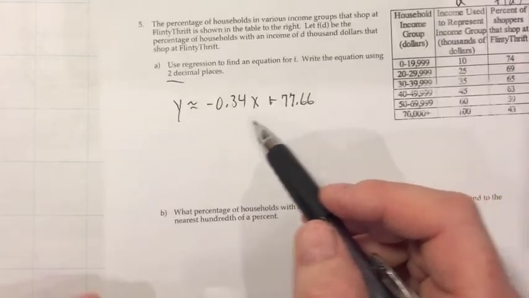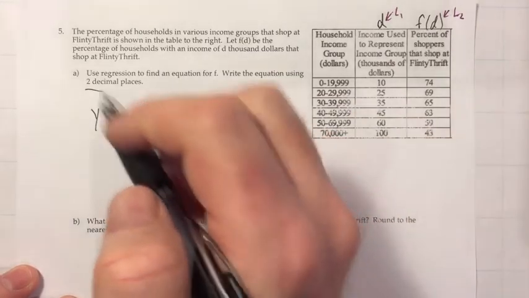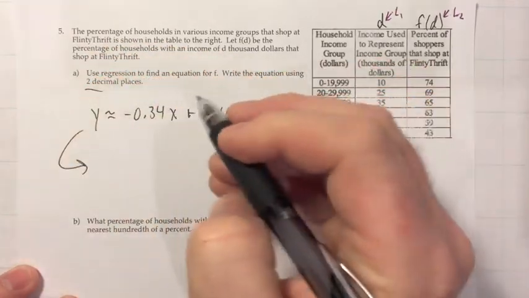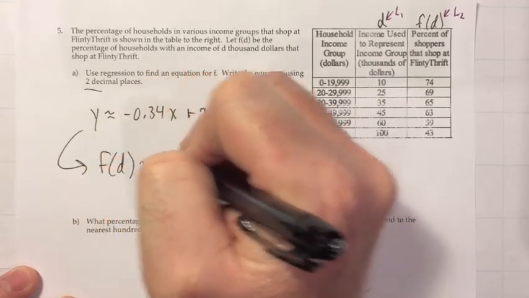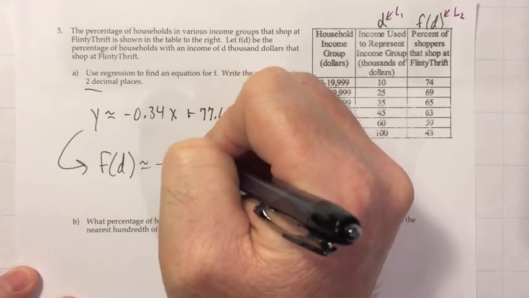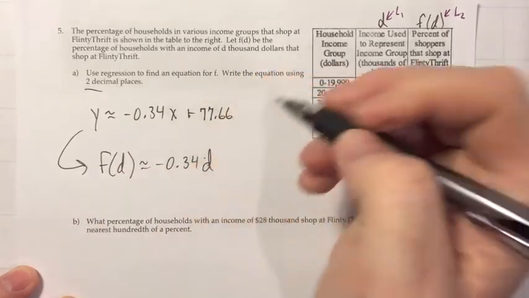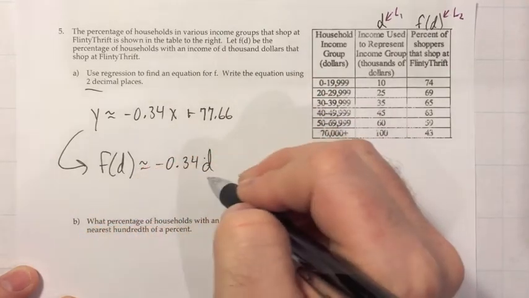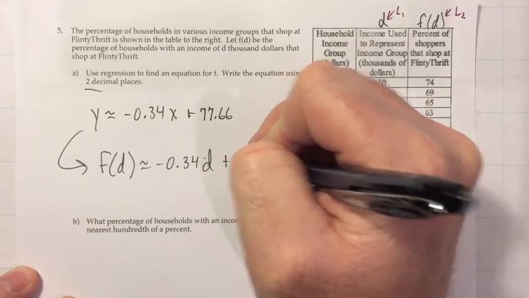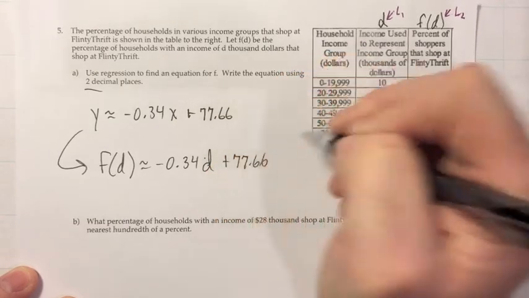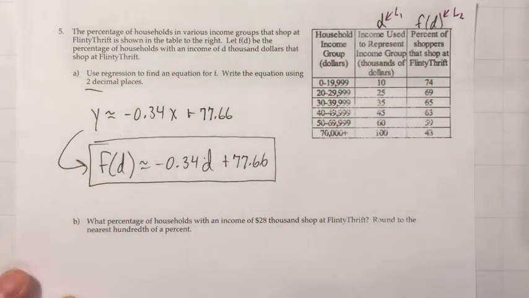But they actually didn't ask us to use those variables. They asked us to use d as the input and f of d as the output. So then I'm going to translate that into the way they had asked for it and say my output is f of d, and that is approximately equal to negative 0.34 times our input variable, which according to this would be d. It's an important thing to remember. Whatever's in parentheses is your input variable and has to match on the other side. And then plus 77.66. All right, so there's the equation that they wanted.